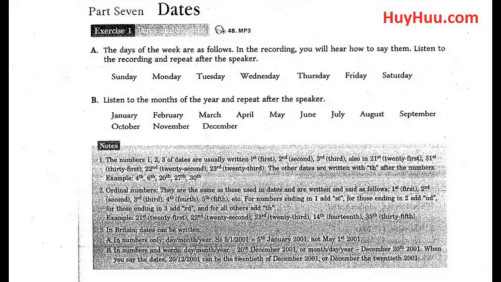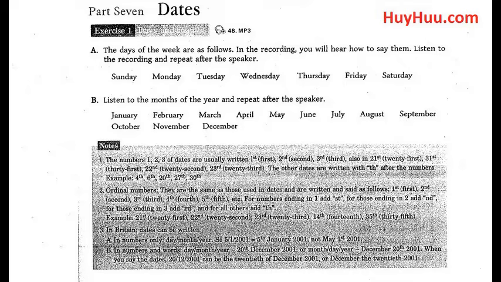2. Ordinal numbers. They are the same as those used in dates and are written and said as follows: first, second, third, fourth, fifth, etc. For numbers ending in 1, add st. For those ending in 2, add nd. For those ending in 3, add rd. And for all others, add th. Example: 21st, 22nd, 23rd, 14th, 35th.